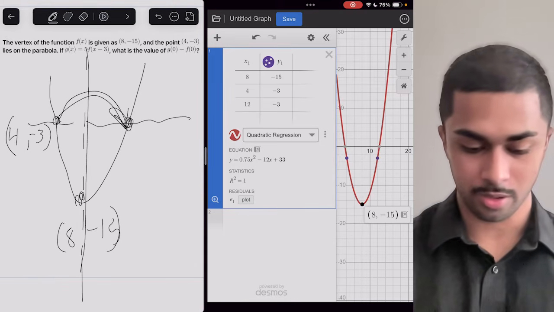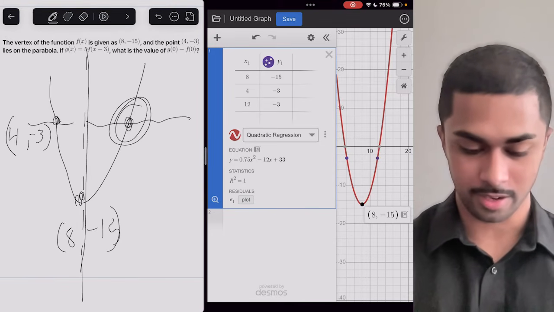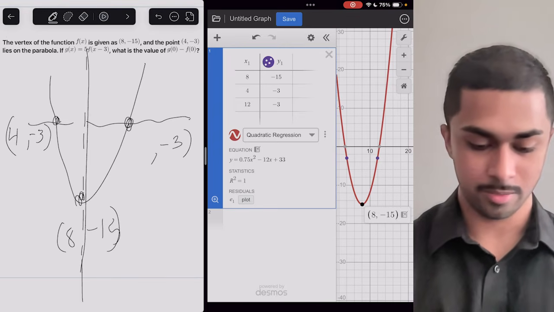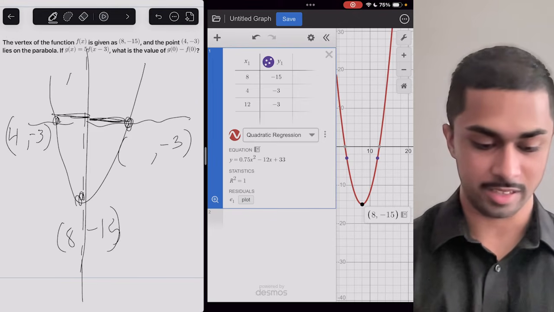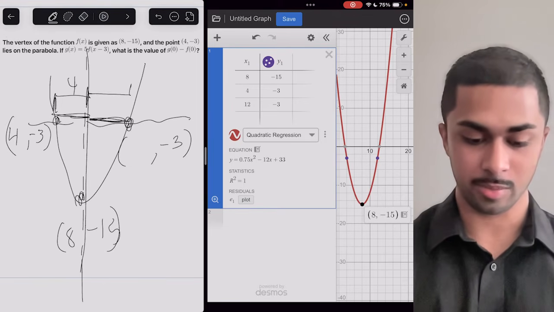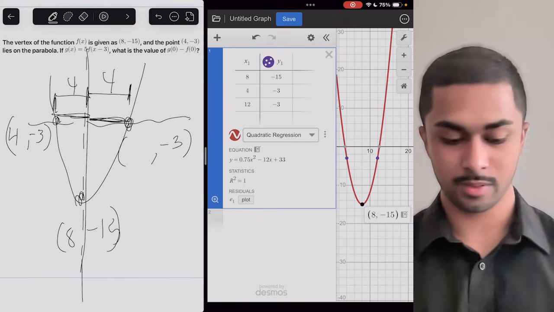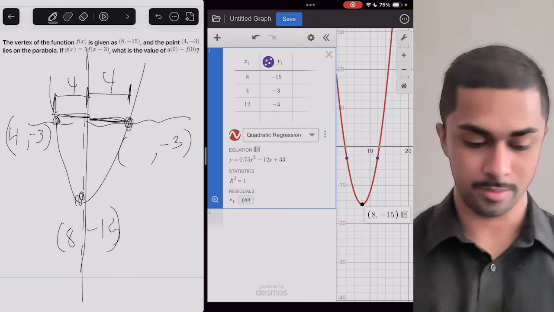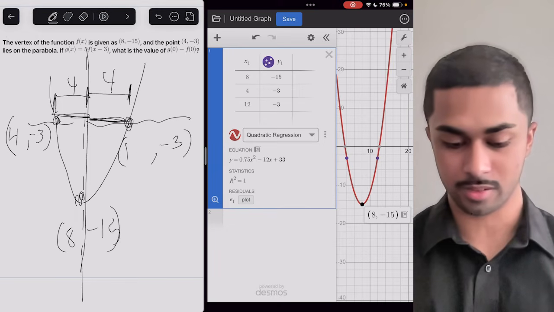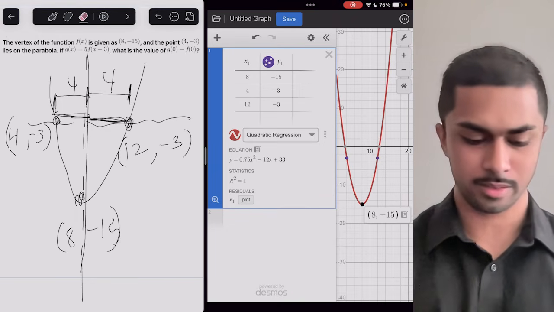So if there has to be another point on this other side right here, it has to be at the same y value of -3, but the x value has to be equidistant from the vertex as this original point. And since this is 4 units away on the x-axis, it has to be another 4 units away to the right, right? Because this point was on the left of the vertex. This has to be on the right of the vertex. Hopefully that makes sense.